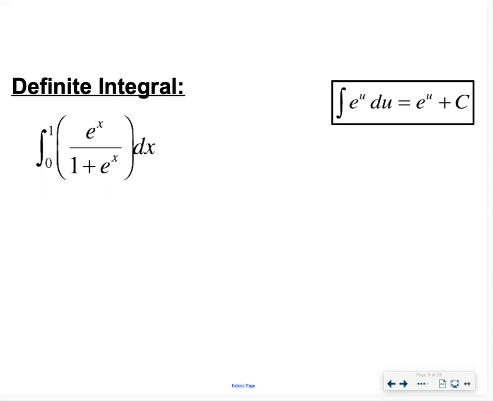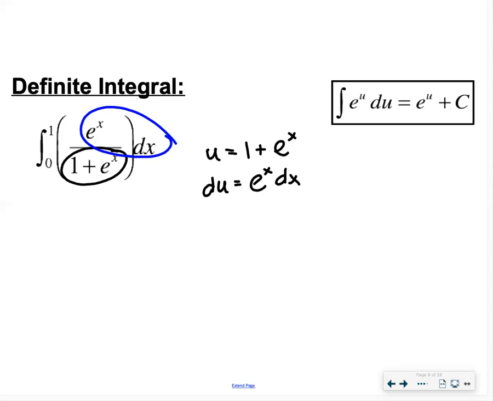If I try u substitution, if I'm not setting my exponent equal to u, let's try setting my denominator equal to u. So I'd say u is equal to 1 plus e to the x. That's always a safe bet, setting your denominator equal to u. And then du would be equal to, the derivative would just be e to the x dx. And that works, right? Because that's what's left over right here.